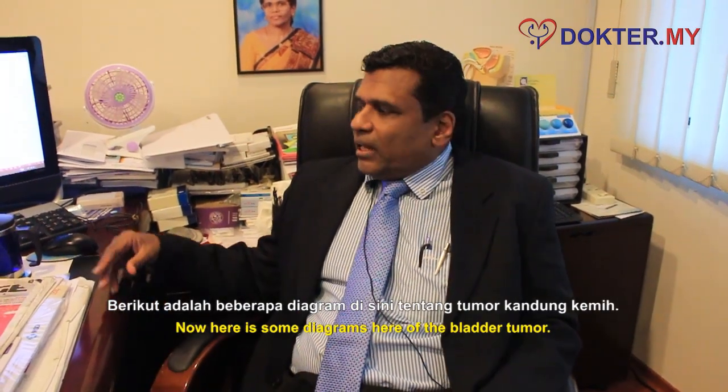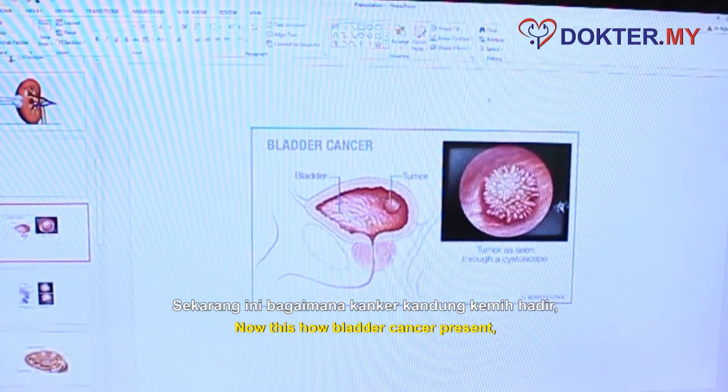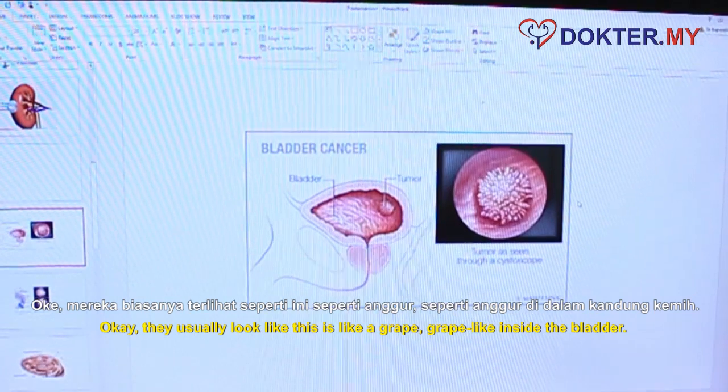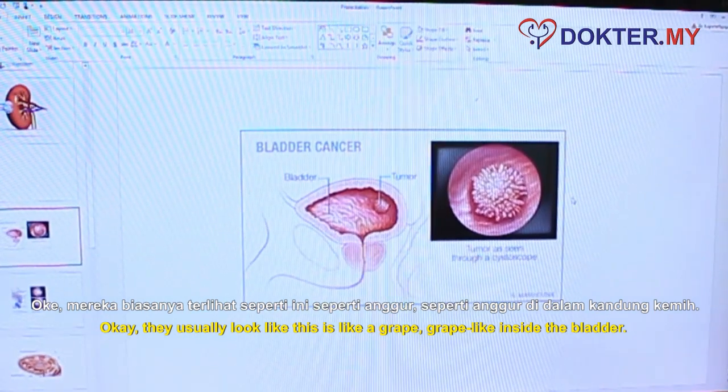Now here are some diagrams of the bladder tumor. Now this is how bladder cancer presents. There's a small growth within the bladder. Okay, they usually look like this. It's grape-like inside the bladder.